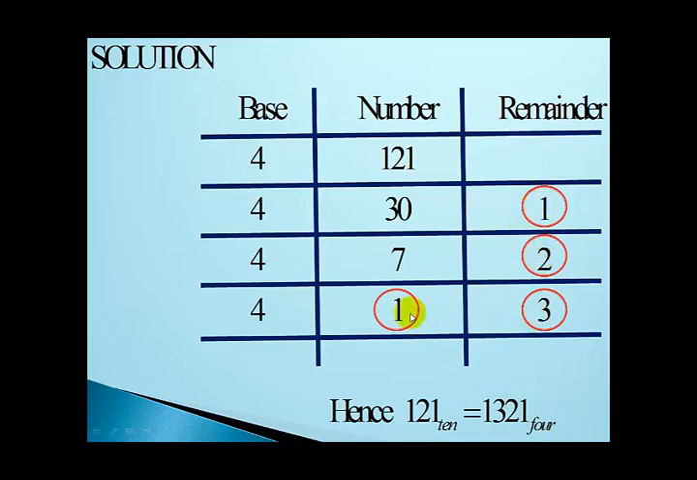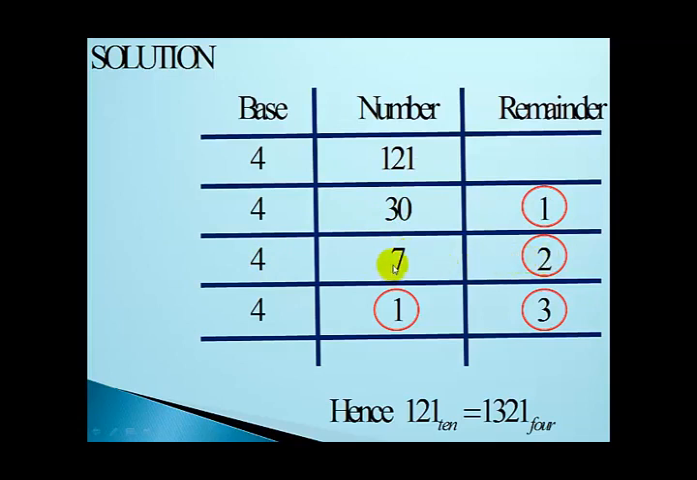Now I repeat. We are given the number 121 to convert to a number in base 4. In tabular form, we have the base, the number, and the remainder. Starting from 4, that's our base. Now 121 divided by 4 will give us 30, remainder 1, because 30 times 4 is equal to 120, and the difference between 120 and 121 is 1. That's the remainder. 30 divided by 4 is equal to 7. The remainder is 2. Why?